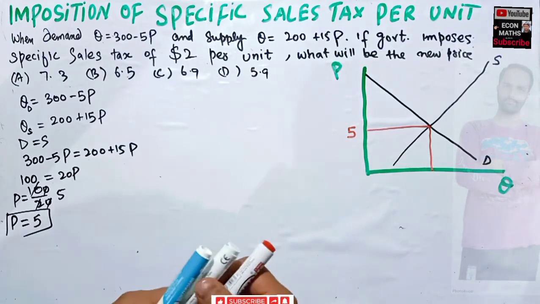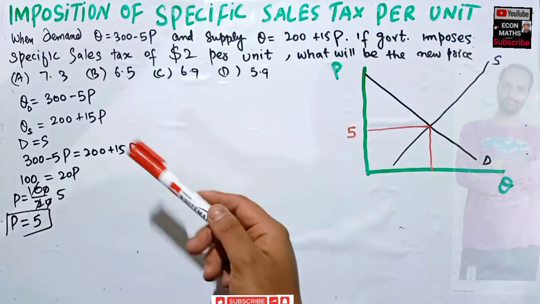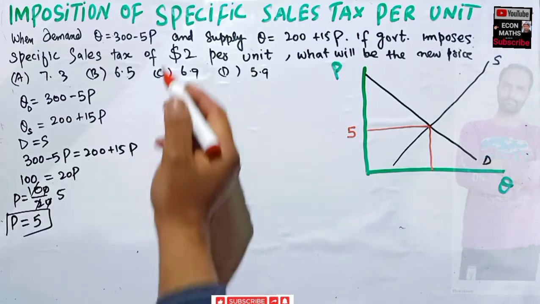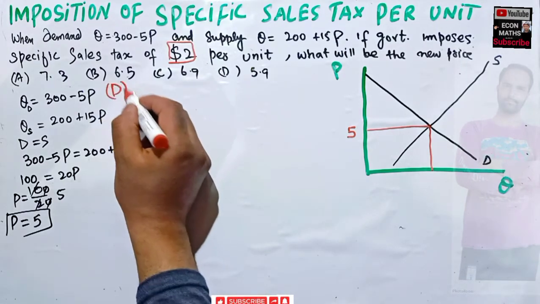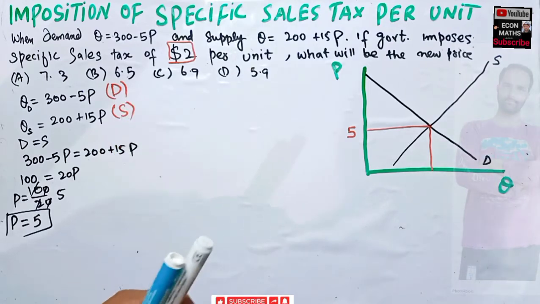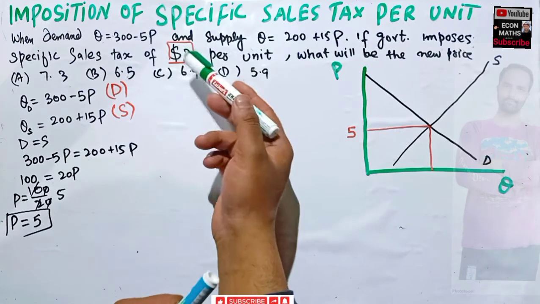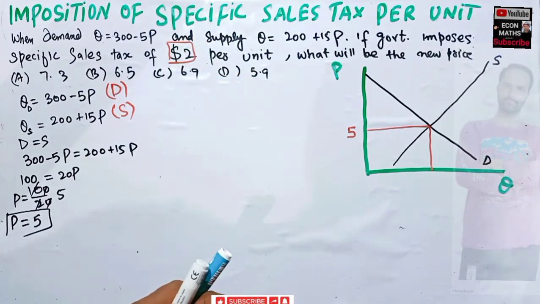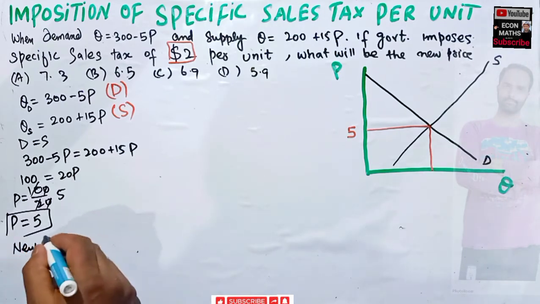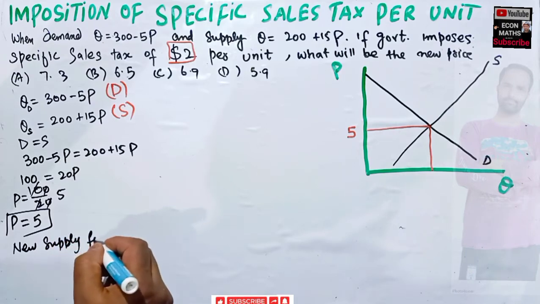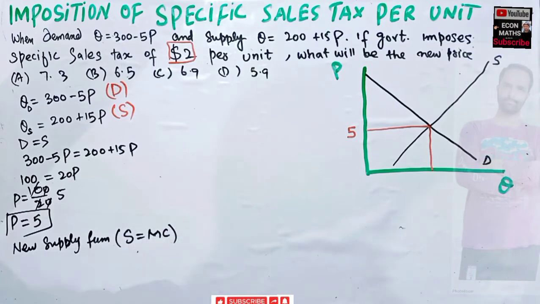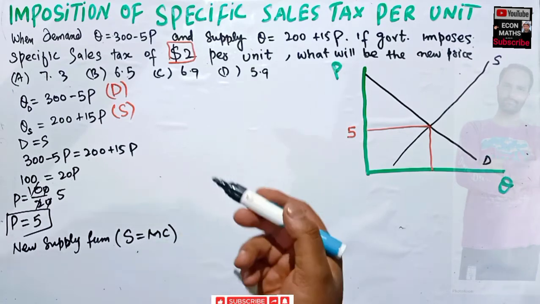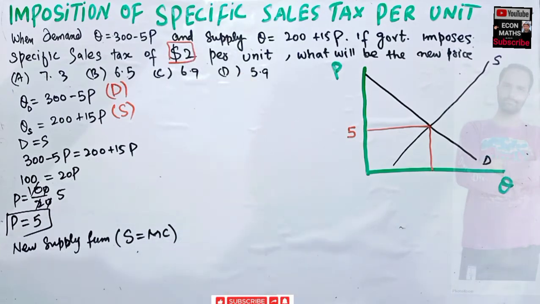Now the question tells us that a specific sales tax of $2 is being imposed. This was our original demand function, and this was our supply function. What will happen to our supply function when the per unit tax is imposed on the output? We need our new supply function, and we know the supply function is simply the marginal cost. What will our new supply function be when this $2 per unit tax is imposed?